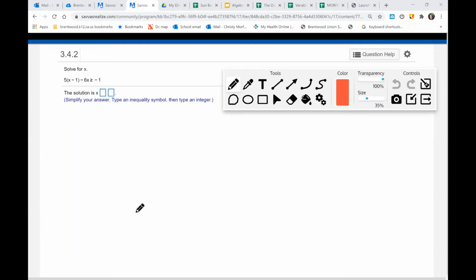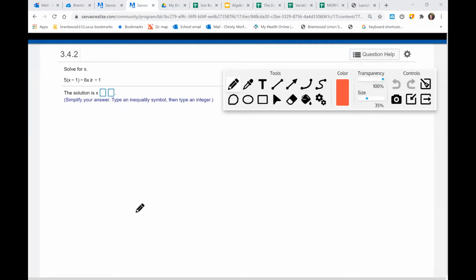Today we're learning how to solve multi-step inequalities. So you have 4 problems in Digits, and then you have a quiz to take afterwards that has multi-step and one-step inequalities in it. So here is number 2 in today's assignment.